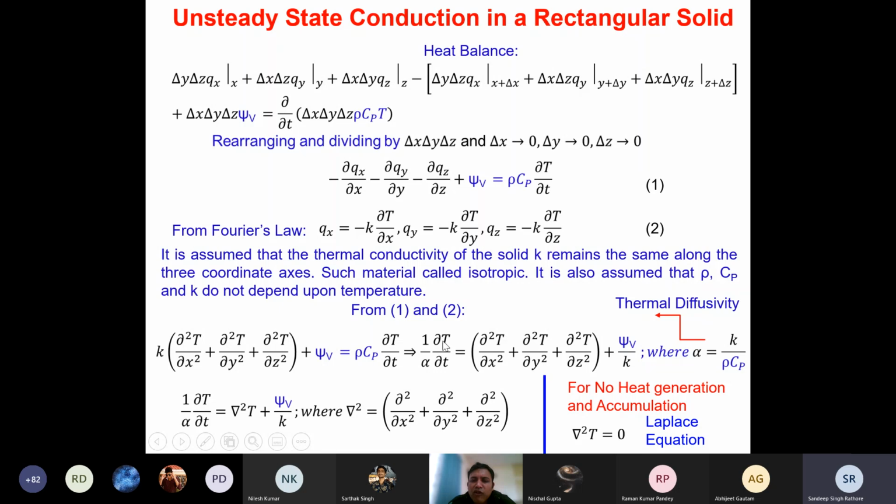Then we will have 1 by alpha ∂T/∂t given as ∂²T/∂x². Isn't it? This alpha I can take on the right hand side. So I can write ∂T/∂t is alpha ∂²T/∂x². This is also sometimes called Fourier second law.